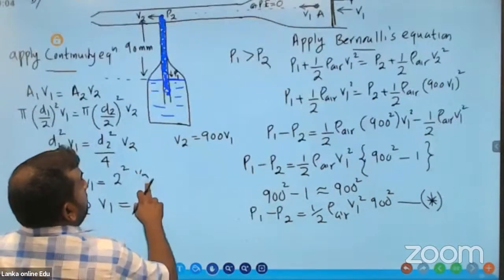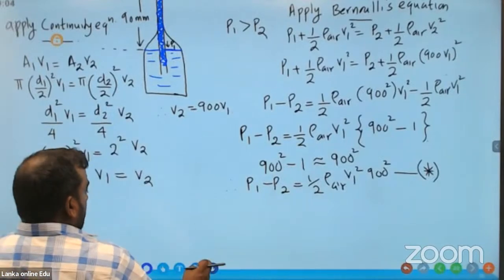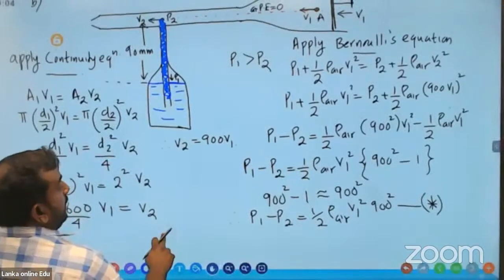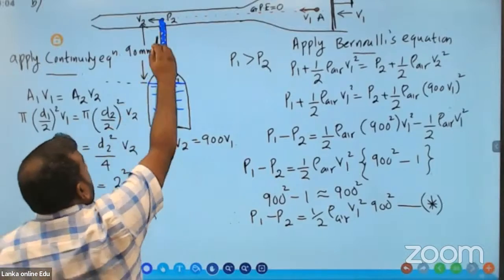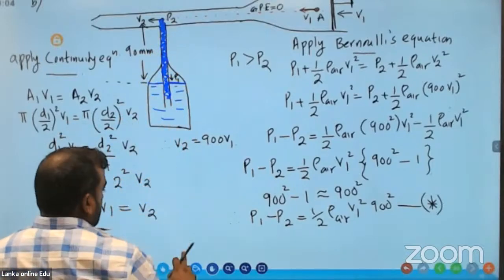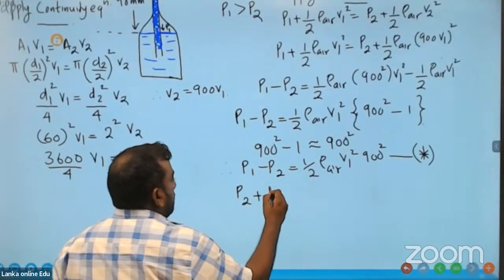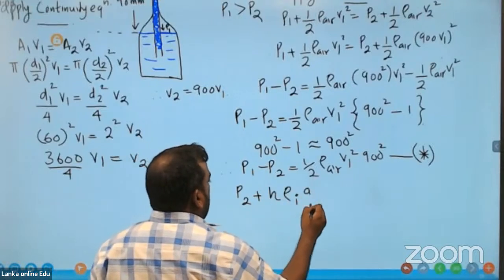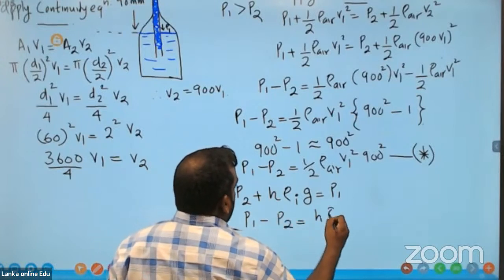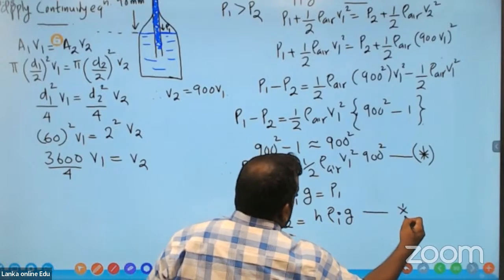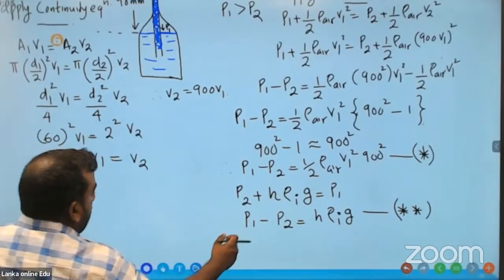Now let's solve this further. We can also say it like this. The liquid just rises, so P2 plus H rho g is equal to P1. P2 plus H density of insecticide into g equals P1. So P1 minus P2 is H density of insecticide into g. I'll name this double star.